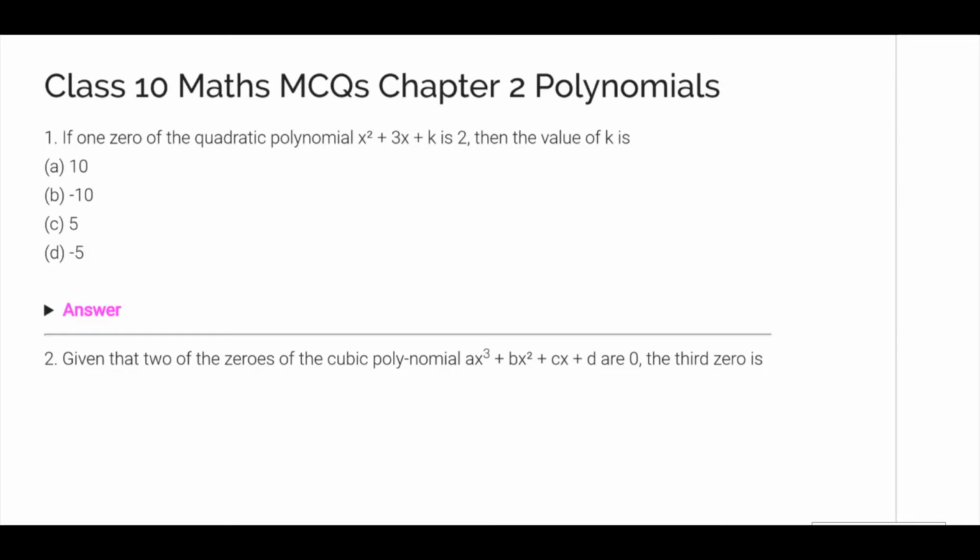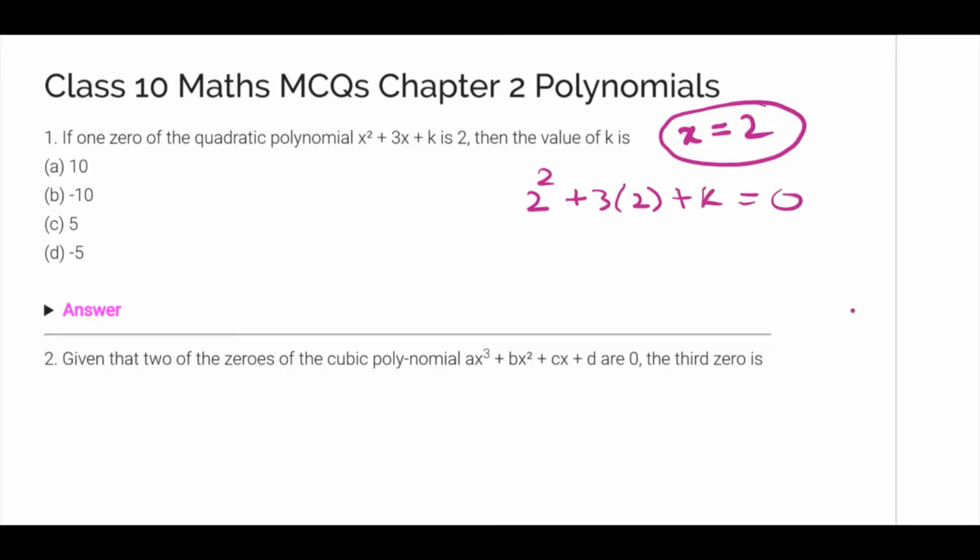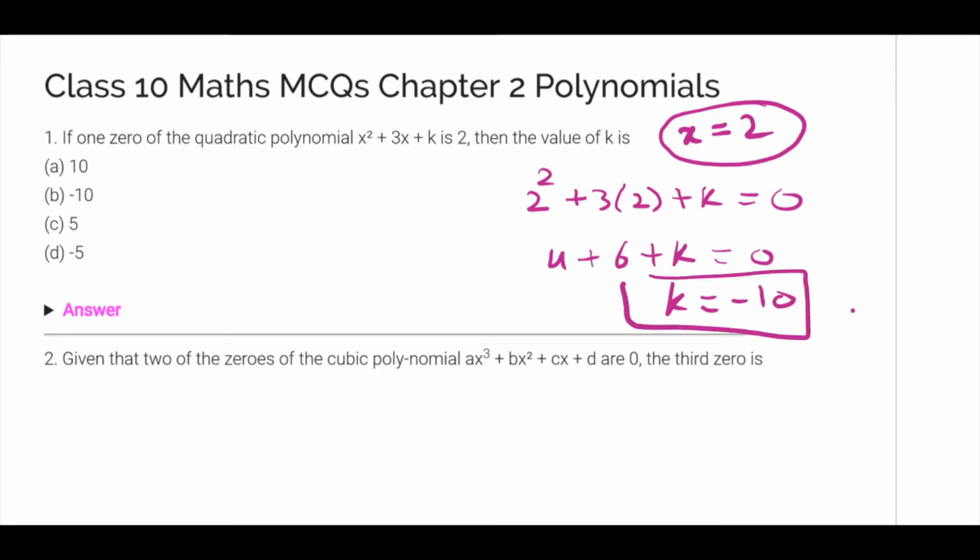Question number 1. If one zero of the quadratic polynomial x square plus 3x plus k is 2, then the value of k is. Given that x equals 2 is the root or zero of the polynomial. Substitute this value of x in the polynomial. 2 square plus 3 into 2 plus k equals 0. This will be 4 plus 6 plus k equals 0. k equals minus 10. So easy problem. k equals minus 10.